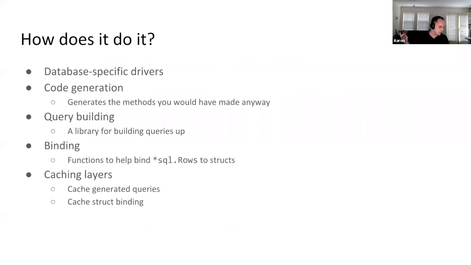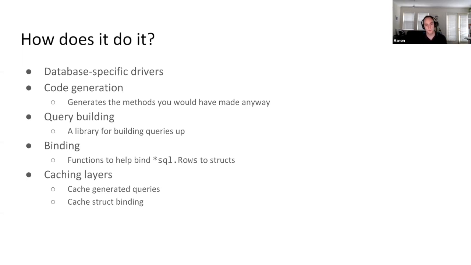So how does it do all this stuff? First off, there's database-specific drivers. They're decoupled from SQLBoiler. You can write your own for whatever esoteric relational database you want. We had an individual contributor add CockroachDB for us, which was very cool. Then code generation. I like to say this about the code generation: it generates the methods that you would have made anyway. Basically, I took the things that I would have written and I put them in the default templates. And you'll see examples of those coming up.